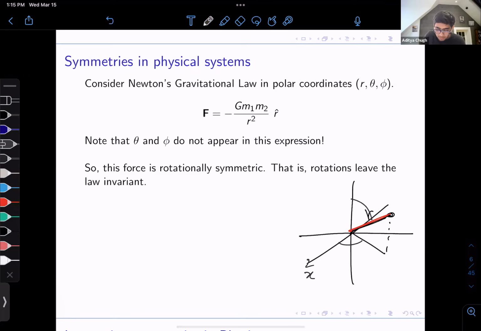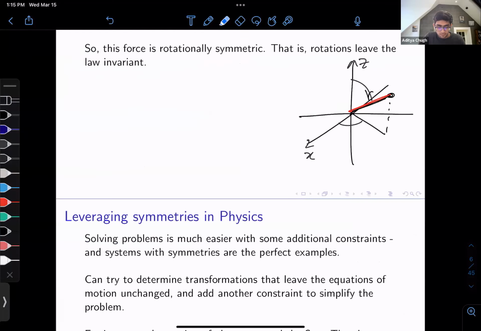And in polar coordinates, this equation only depends on r, and theta and phi do not appear in the expression at all. So if the Earth is rotating about the sun, then the force on it, assuming an ideal circular orbit, shouldn't depend on the angular displacement. So the force is rotationally symmetric, and rotations would leave this law invariant. Even if you rotate by an angle of theta or phi, you would still find that the force is the same.